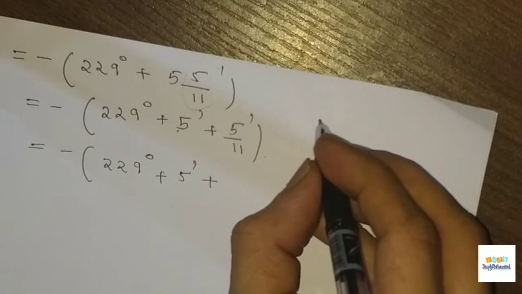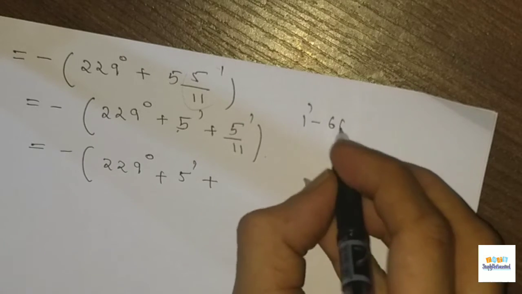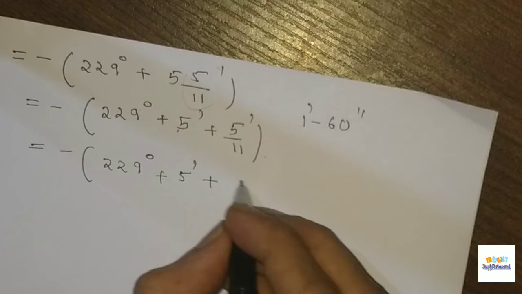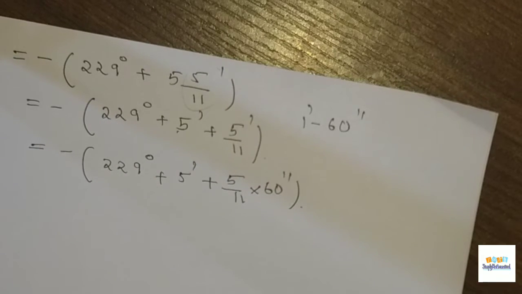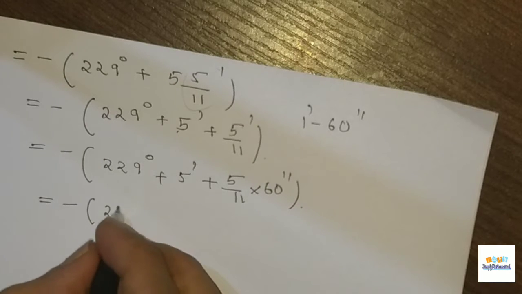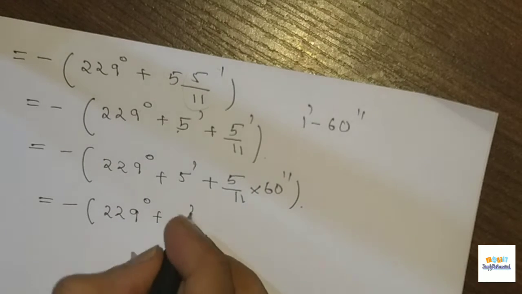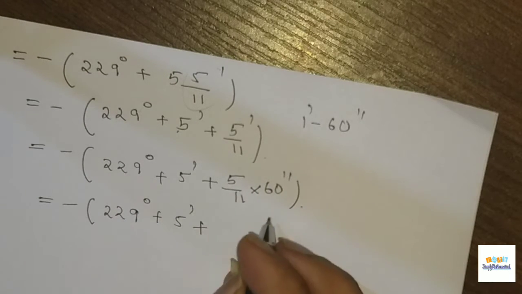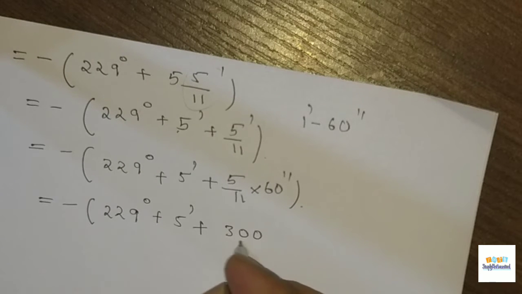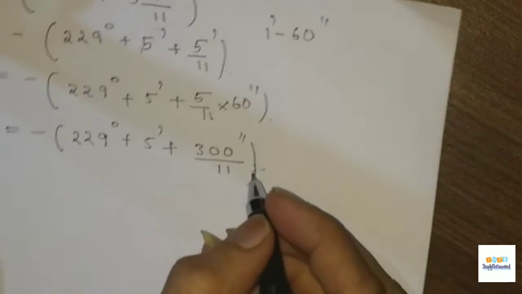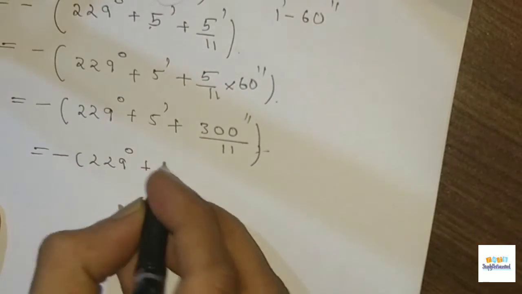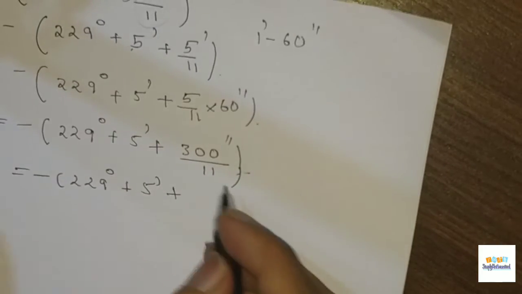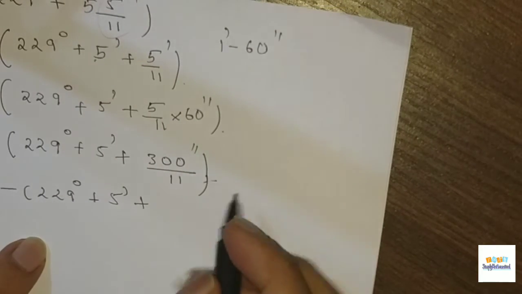Now 1 minute is how many seconds? 60 seconds, right? So 5 by 11 into 60 seconds we will get. So this will be minus 229 degree plus 5 minutes plus 5 multiplied by 60 is 300, by 11 seconds you will get. So you will get minus 229 degree plus 5 minutes plus, again you have to divide this 300 by 11.